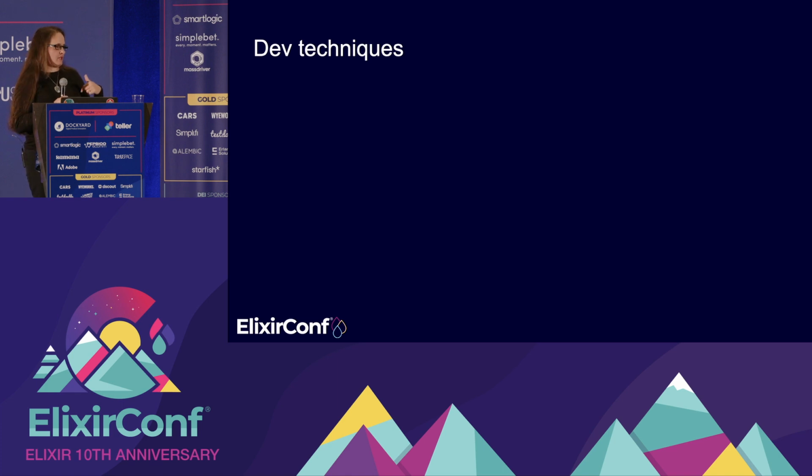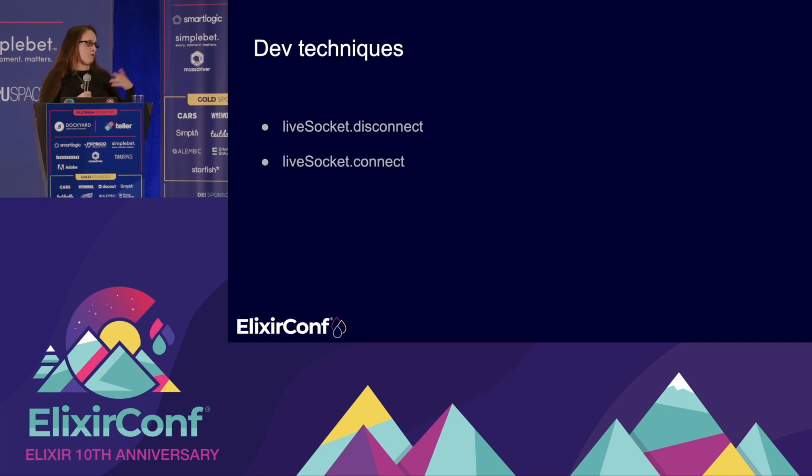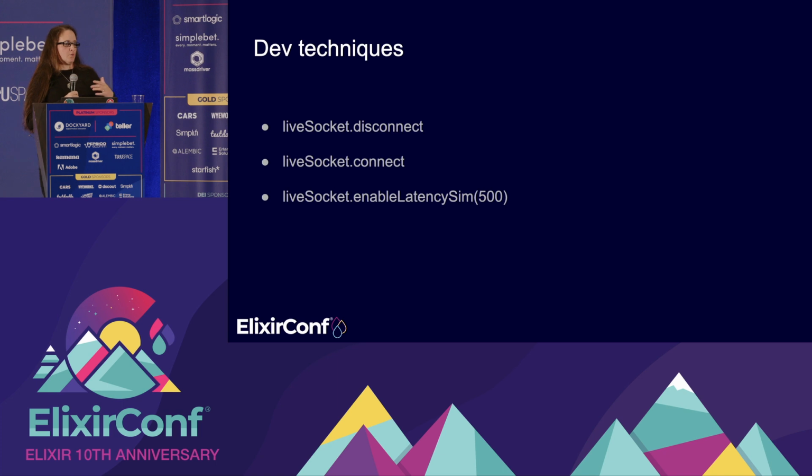So when you're developing for these particular things, there are a couple of techniques you can use. The first one is you can actually disconnect the socket from the console, and then reconnect it, and that will tell you what the user sees on network partition, or what the user sees if that socket connection breaks down. And then I also would simulate latency a lot.